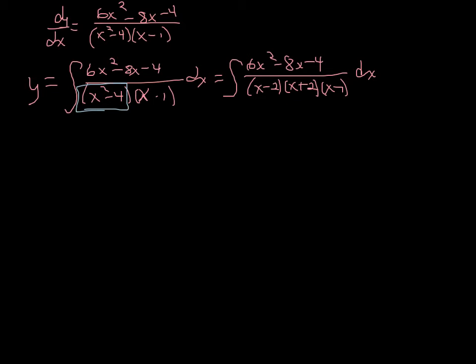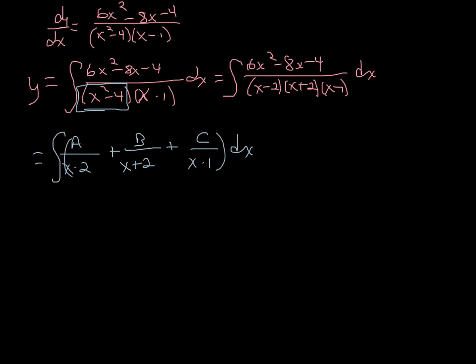But it still works pretty much the same way, because what happens is this is going to create 3 separate fractions instead of just 2, and so we'll have to multiply each letter by 2 terms instead of just 1. So we'll have A over (x minus 2) plus B over (x plus 2) plus C over (x minus 1) dx.